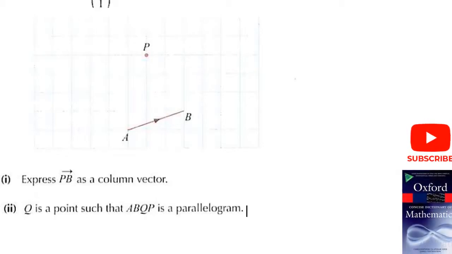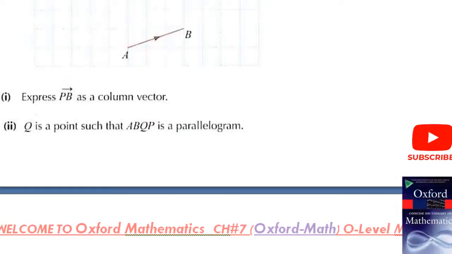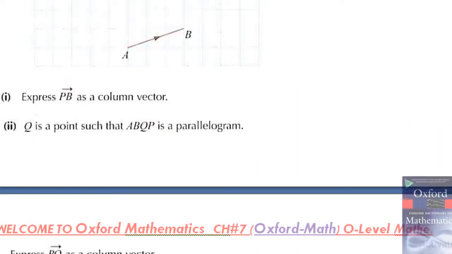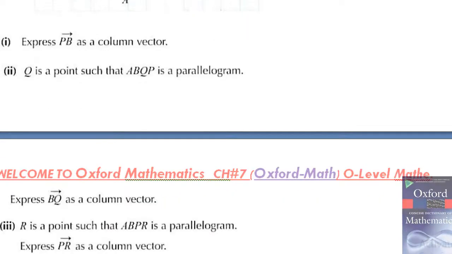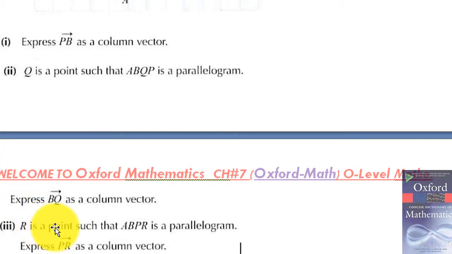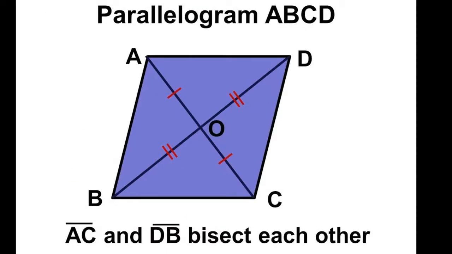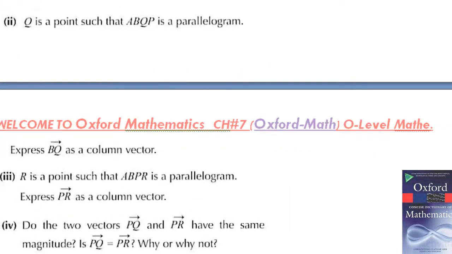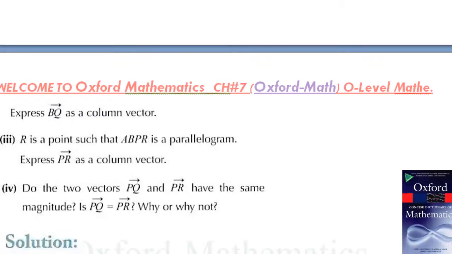Q is a point such that ABQP is a parallelogram. Express PQ as a column vector. Express BQ as a column vector. R is a point such that ABPR is a parallelogram. Express PR as a column vector. Do the two vectors PQ and PR have the same magnitude? Are they equal? Justify your answer.